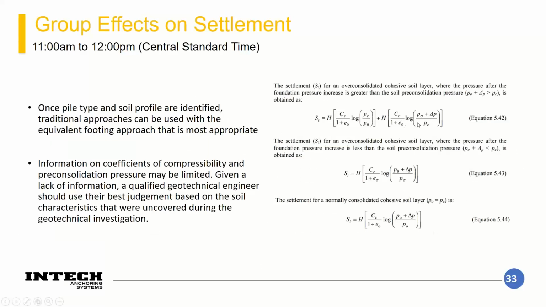So, group effects on settlement. I'm not going to dig into this, but these are the basic, most common settlement calculations. It basically involves the coefficients of compressibility of the soil and how much load you're putting on that soil. There are three main situations depending on the pre-consolidation of the soil. If you guys have any more questions about this, I'm happy to chat in the questions section, or we can chat even offline about it. But that's all I'm going to talk about there.